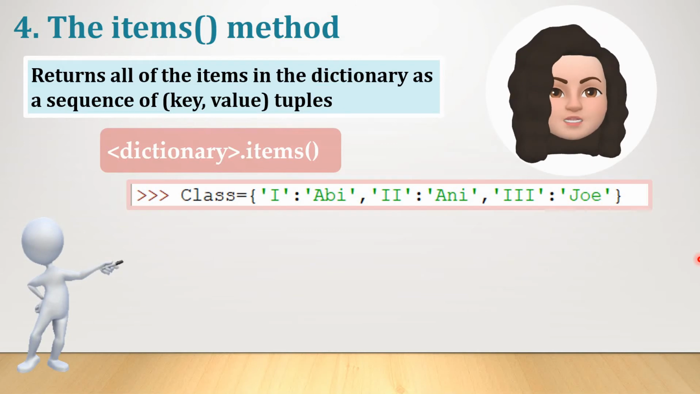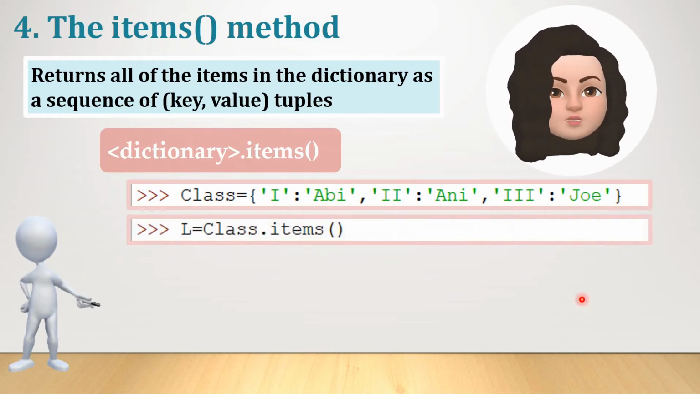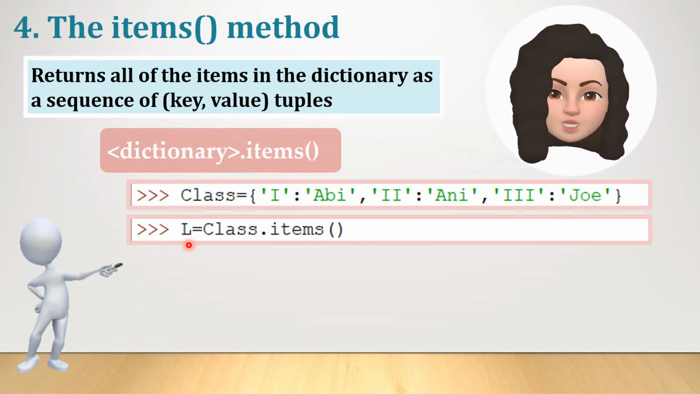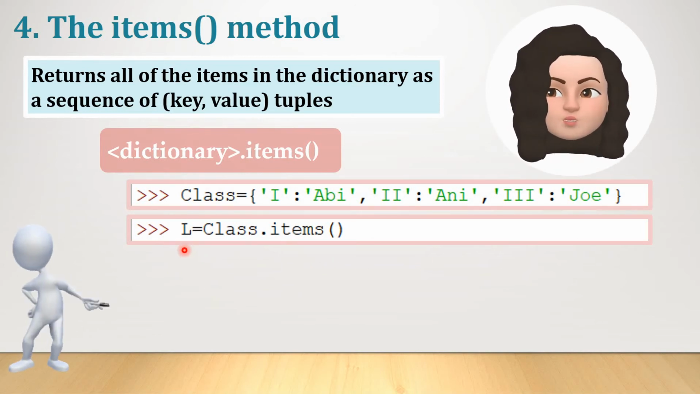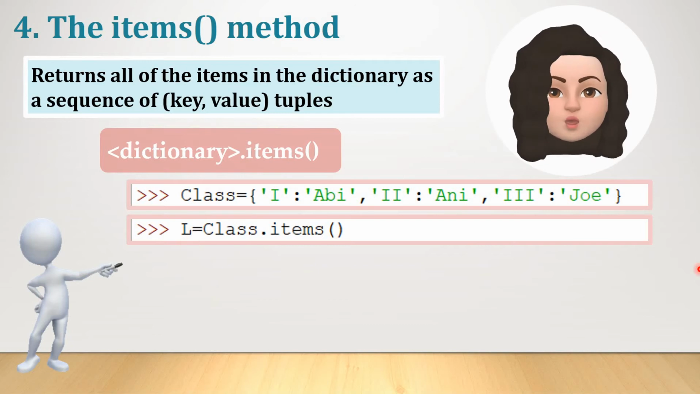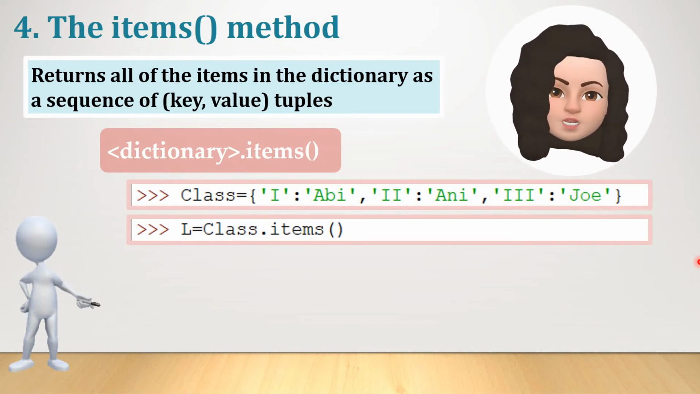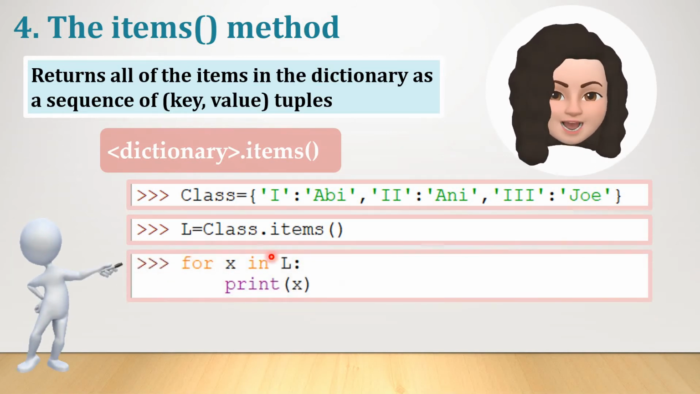Now let's use the items function, class.items(), and store it in a variable called L. So L = class.items(). So class.items() means all the items will be stored in tuple format in the variable L. Now I want to print one pair at a time. So let's use a for loop: for any variable X in L, print X.